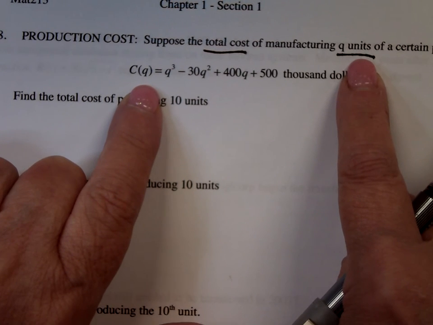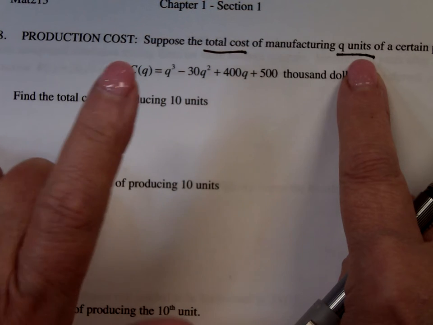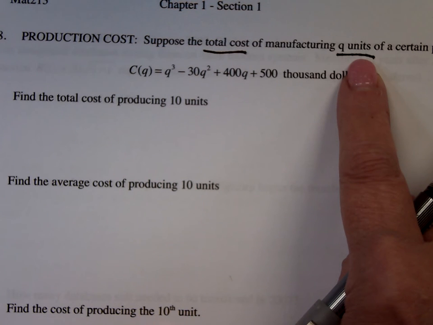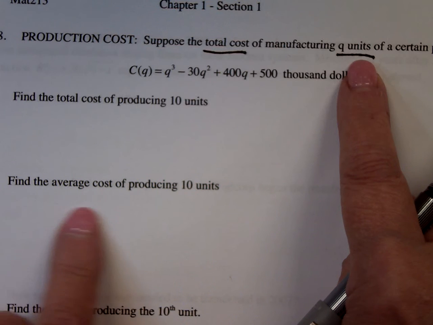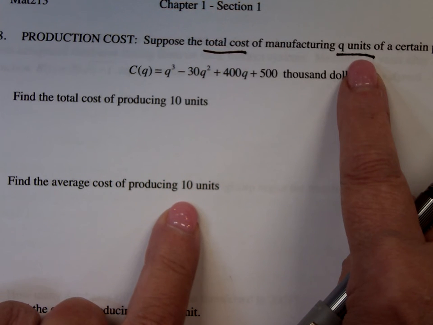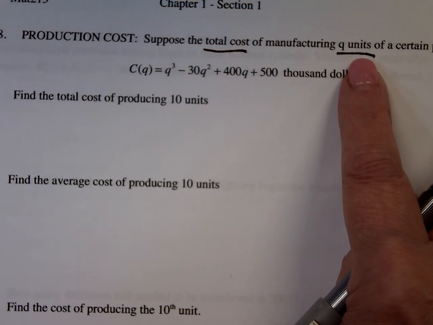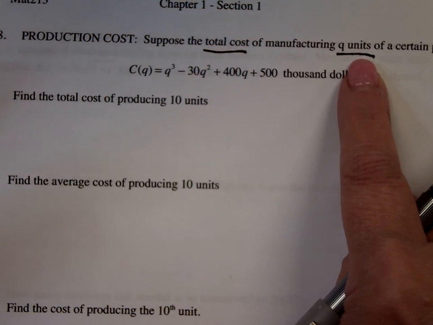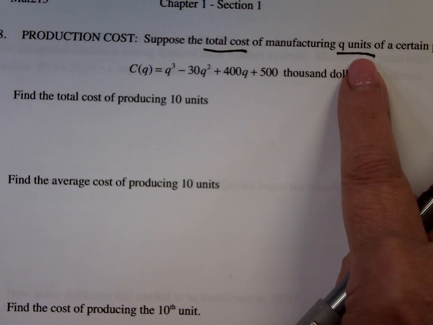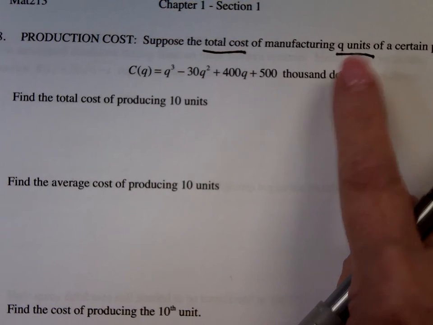Now, why am I making a big thing about it? Because they're going to come down eventually. It says find the cost of producing only the 10th unit. And then it says find the average cost of producing 10 units. So they're coming at it. I have to understand essentially what C of Q is. It's the cost of producing Q units, whatever that is. And that's what it says.